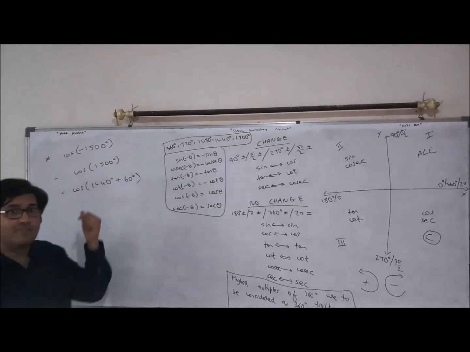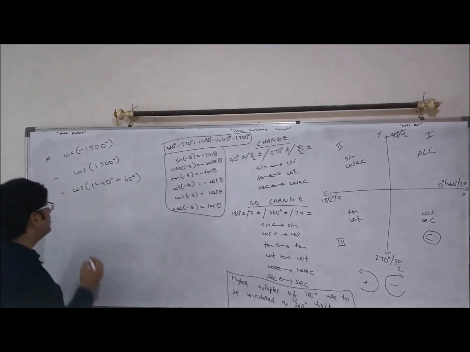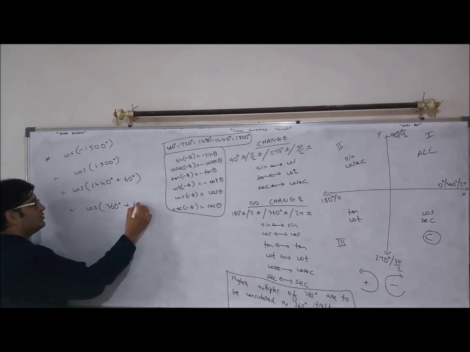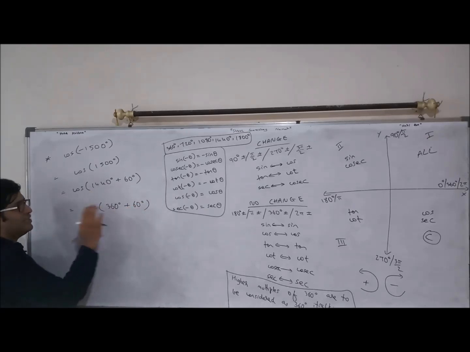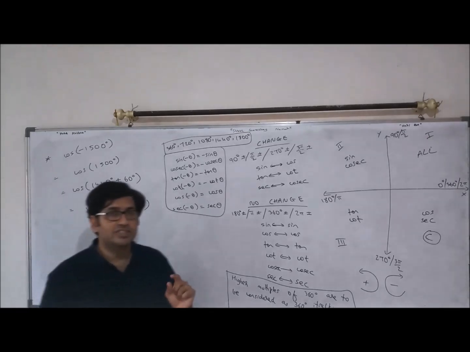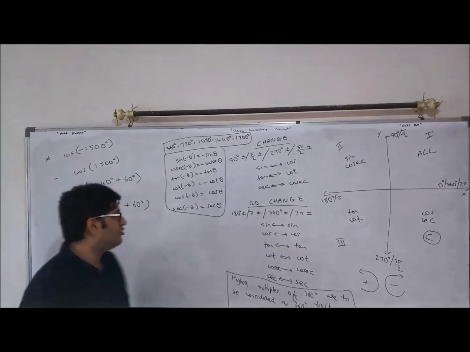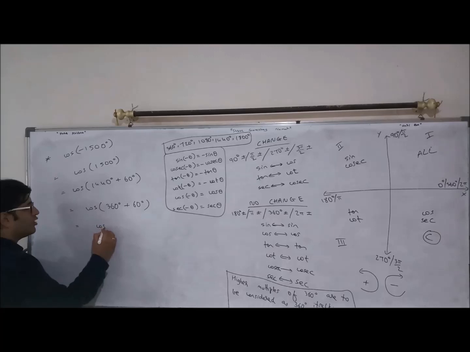Okay, replacing 1440 by 360, what we get here is cos of 360 degrees plus 60. Okay, now is it of the form cos of 360 plus theta? With 360 there is no change, so cos remains cos. So I am going to write down the answer as cos of 60 degrees. And you are entering the first quadrant, so all are positive, so plus cos 60, and your answer is plus half.